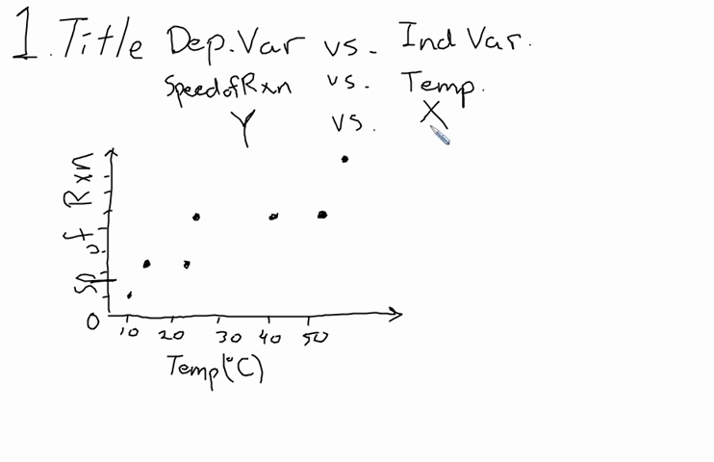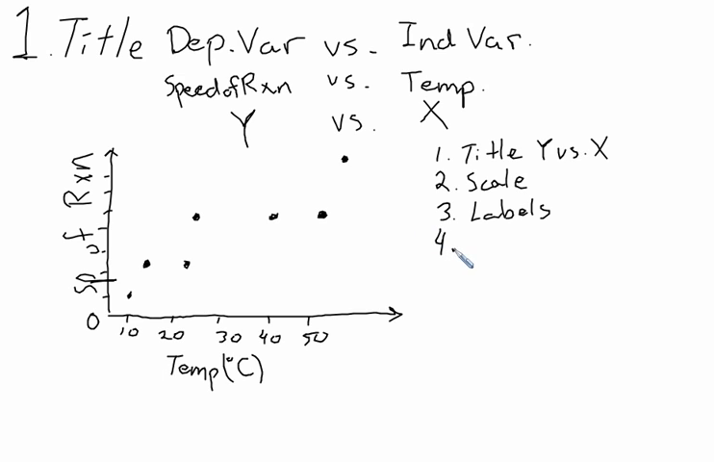So from here, we'll go over just a quick review on what all graphs should have. One, all graphs should have a title, and that title should be y versus x. Two, you must always have a scale. Try to keep that scale even. Three, labels. Labels are good. And four, with the labels, give the units.